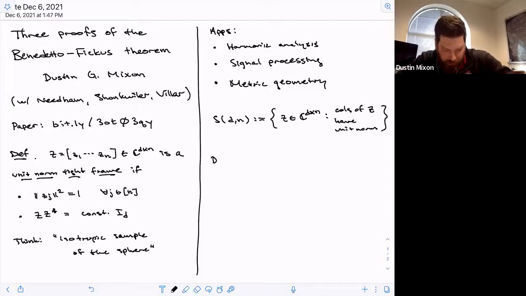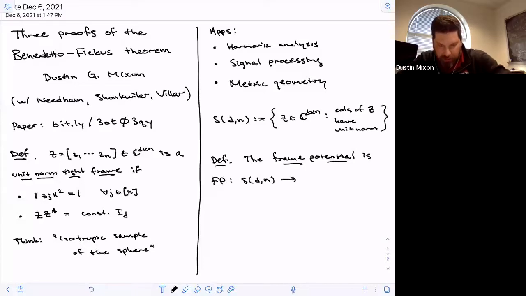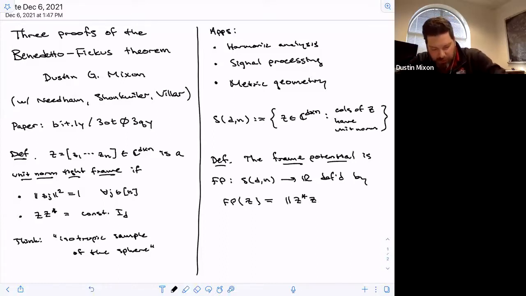In order to make that super clear, we'll define the frame potential. This is a function that receives a member of S and kicks out a real number. And the way it's defined is you give me that matrix. I'm going to take the corresponding gram matrix of the columns and then compute the Frobenius norm squared of this. So this is the sum of the squares of the inner products between the columns of Z.